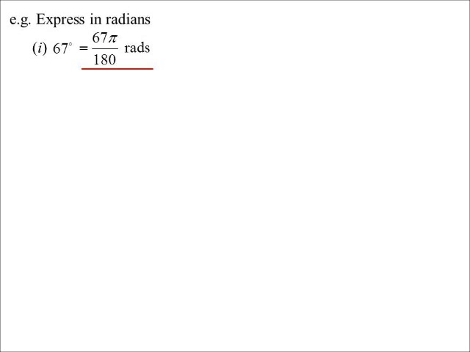Now pi is 3.14159, etc. So whatever that value turns out to be when you multiply by 67 on 180, that's how many radians you would have. It turns out actually to be 1.16. A radian is quite large when you think about it. Because if pi radians is 180 degrees, well, pi is only 3.14. So 1 radian is, well, almost 60 degrees, isn't it? It's quite large.